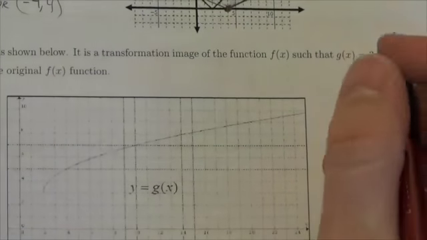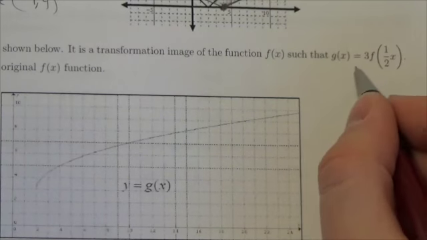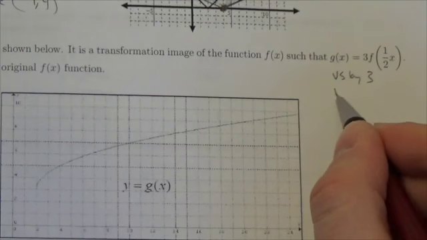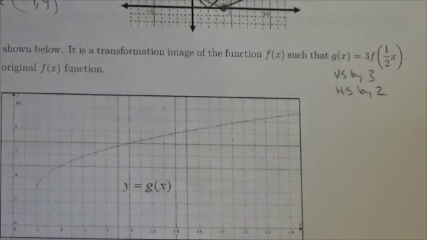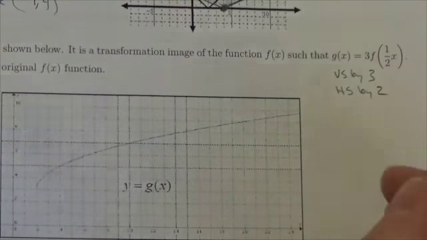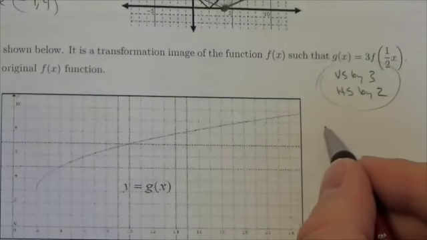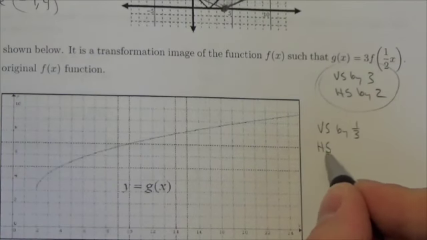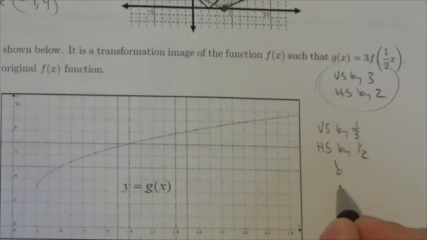Okay, let's just take a quick look at what happened here. I don't know what f of x is, but I know that to get g of x, it had a vertical stretch by a factor of 3, and a horizontal stretch by a factor of 2. Now, for me to go back to the original means I have to undo this. So I'm going to have to take this point right here, vertically stretch it by a factor of 1/3 and horizontally stretch it by a factor of 1/2 to go back to f of x.